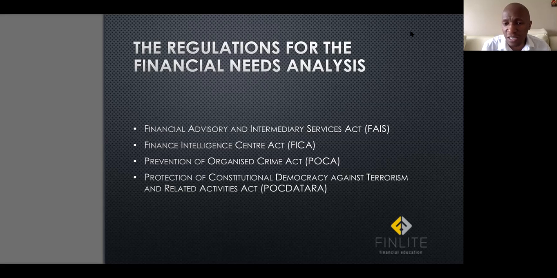Protection of Constitutional Democracy against Terrorism and related activities is another one, that is related to terrorism, because, believe me, some of the people that commit terrorism have a huge exposure on assets. They own gold barrels, they own Bitcoin assets, they own properties and all those things. And that's how they get to finance these terrorism acts. So these laws are there to protect and make sure that the financial services industry is pure, is protected, and it serves the people that it needs to serve.